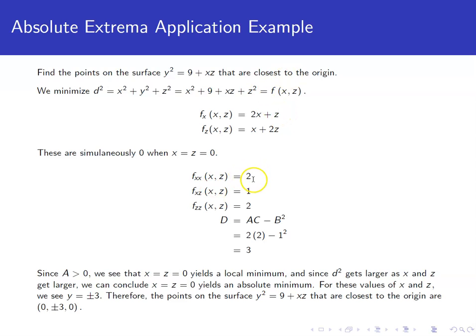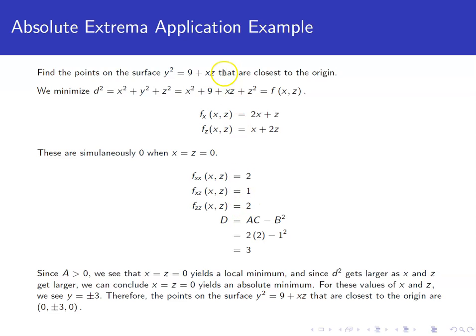So, take our second partials: with respect to x, the mixed second partial, and our second partial with respect to z. We get 2, 1, and 2, respectively. So then when you calculate the D value, no matter what point you're at, but in particular at the 0, 0 point for x and z, we get 3. Since D is positive and A is positive, this critical number yields a local minimum. And certainly, the bigger the x and the z's get, the distance squared is going to get bigger. So this has to be an absolute minimum value that we're getting out.